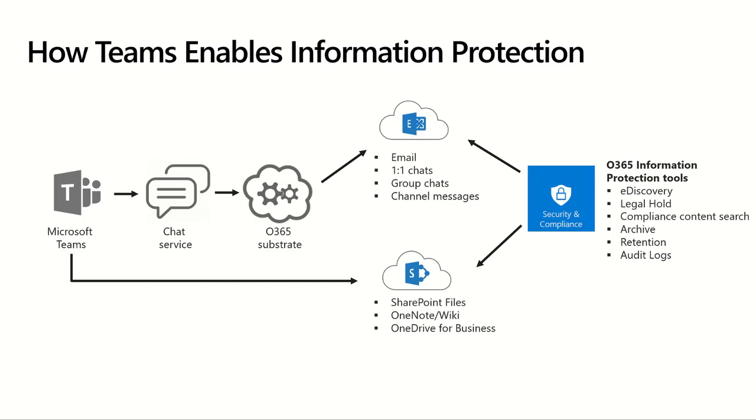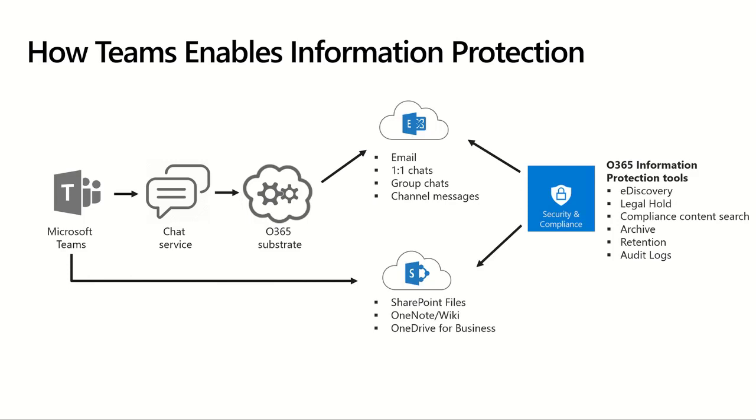And there's two pieces to that. One is for message related things. Email, all of your Outlook email also goes into this place. One-to-one chats, group chats, channel messages. And then your files go into SharePoint, OneNote, Wiki, and OneDrive for Business. All of those things are stored in the SharePoint infrastructure.